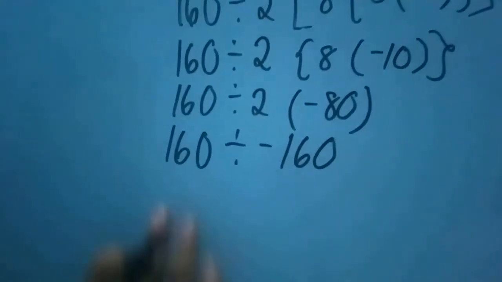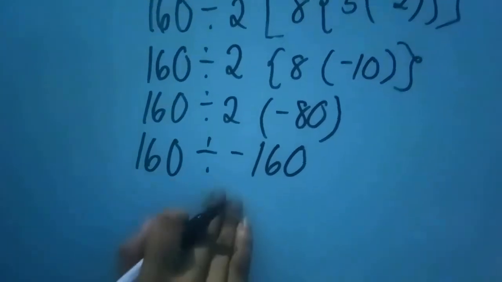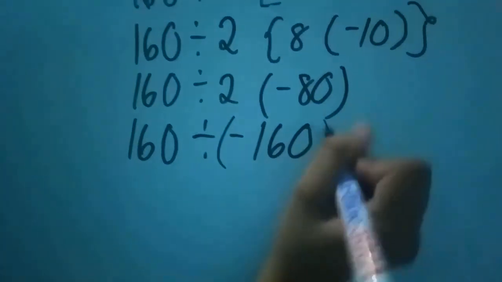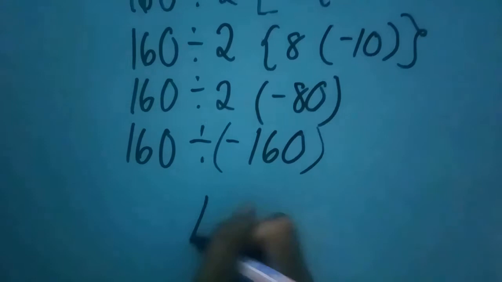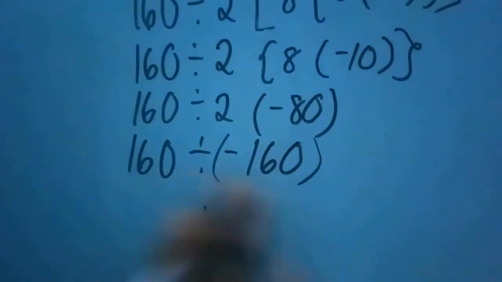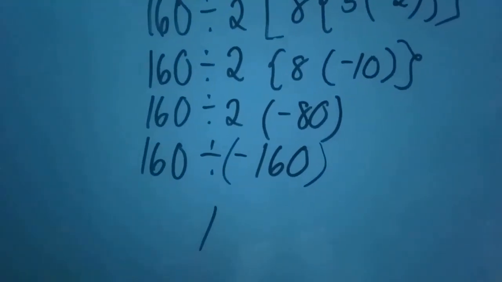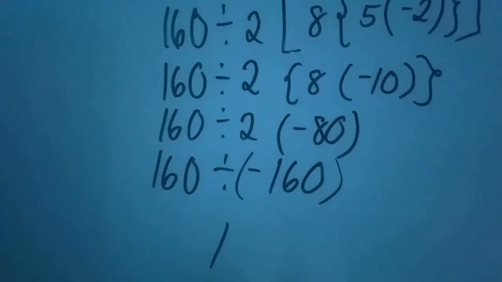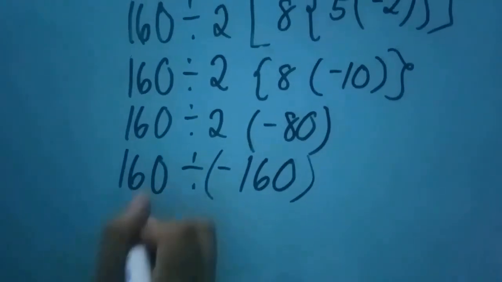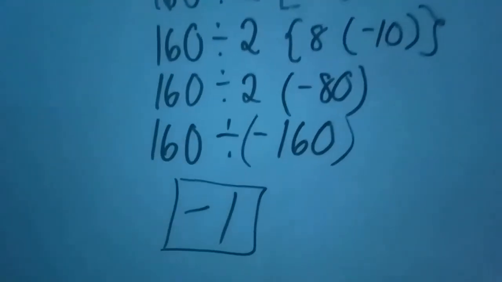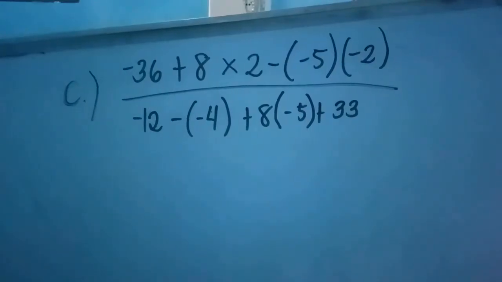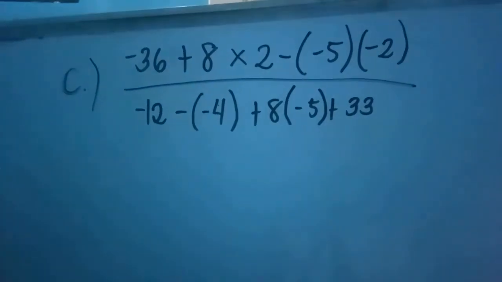Therefore, 160 divided by negative 160 is equal to 1. You can see that they have unlike signs. So in division, if we have unlike signs, the answer is always negative. So we have the final answer, negative 1.